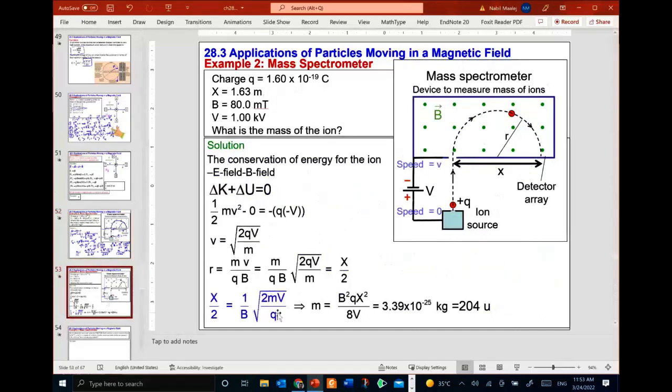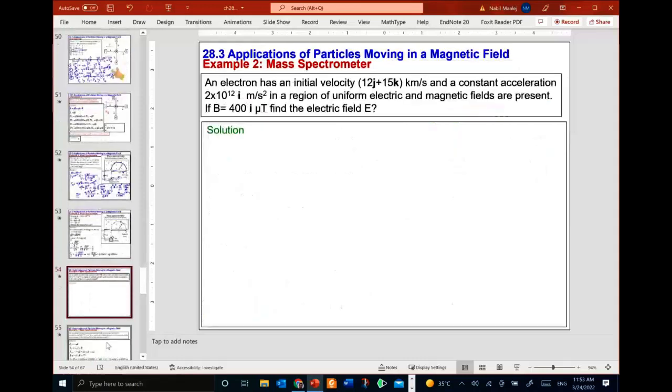So the solution is, you get the mass is 3.39 times 10 to the minus 25 kilogram, and when you divide it by the atomic mass unit, you get 204 atomic mass units. So now, if you have the atomic mass units, you can determine which ion this is. I don't have the periodic table with me, but you should be able to find it and determine what ion this is, or what atom nucleus.